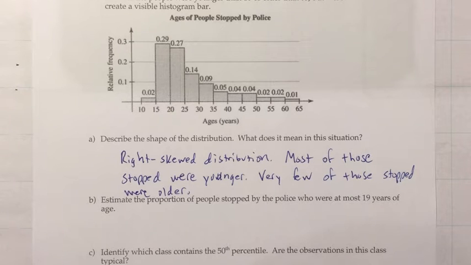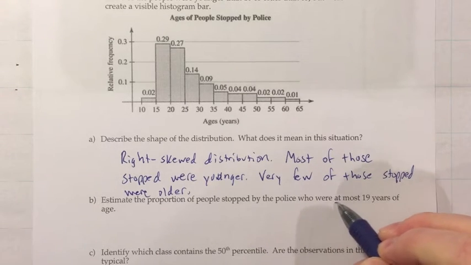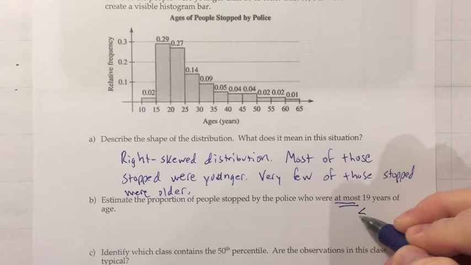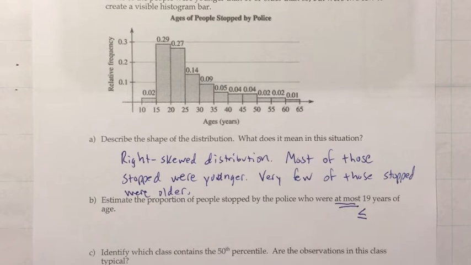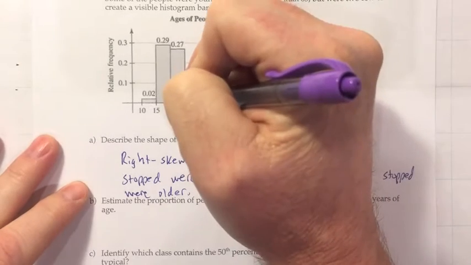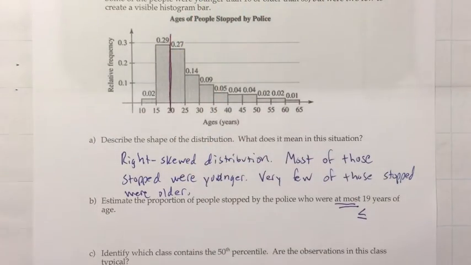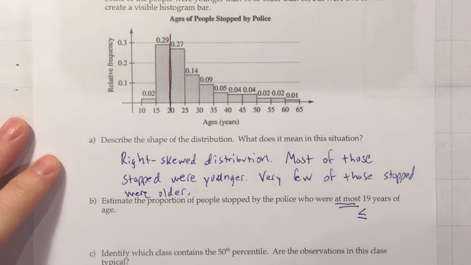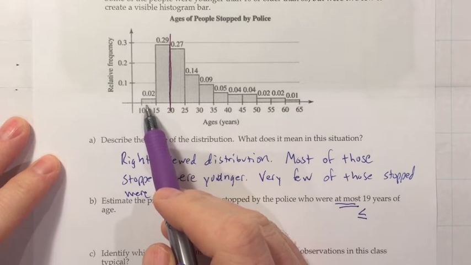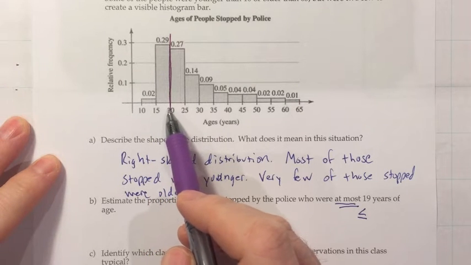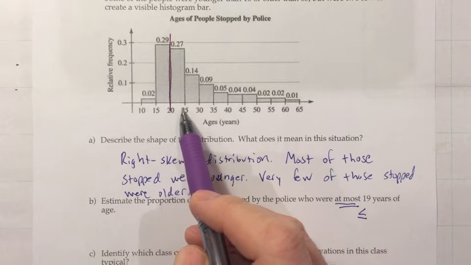Estimate the proportion of people stopped by the police who were at most 19 years old. So at most translates to less than or equal to. So we want to know what percentage of those stopped were less than or equal to 19 years old. So this line right here separates those that are 20 and above from those that were 19 or younger. So it looks like we have two bars falling into that category, the 10 to 15 and the 15 to 20, but really the 20 is in the next class.